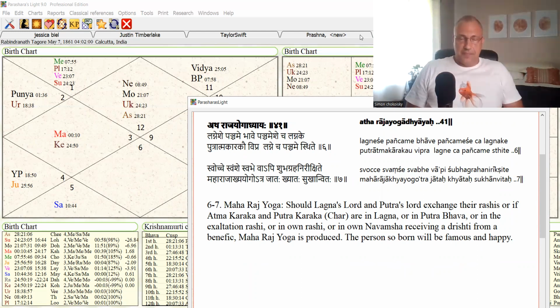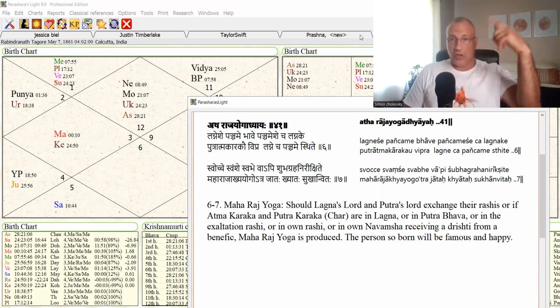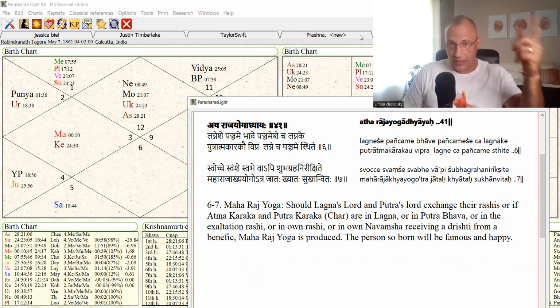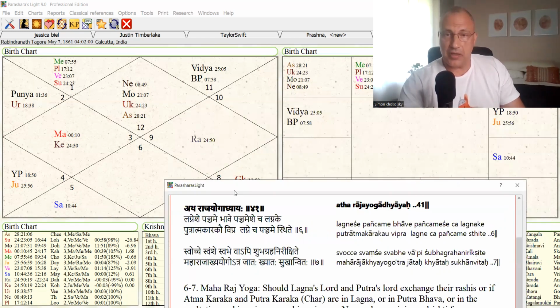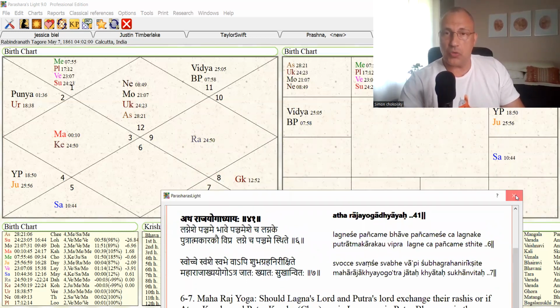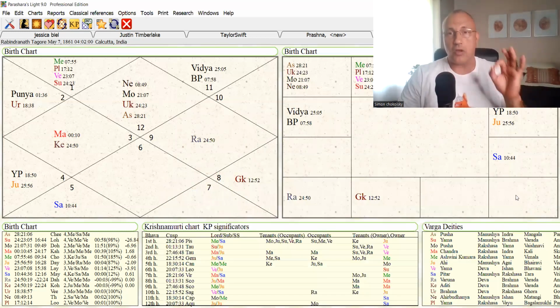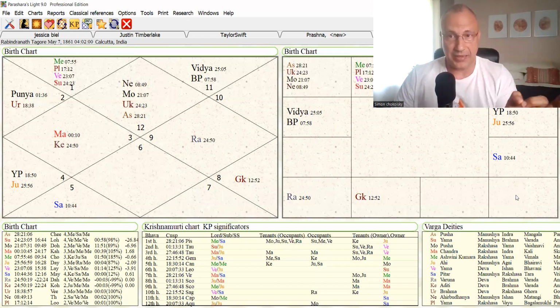So what does this say? This says when the first Lord goes to the fifth and the fifth Lord goes, not either or, then you have a Maharaja Yoga. Now, in the previous verse, it said that these yogas will be powerful according to the strength of those planets. What do we have here in this chart?